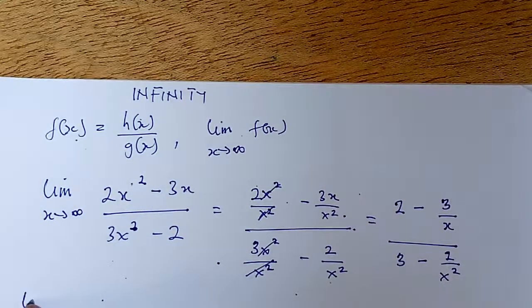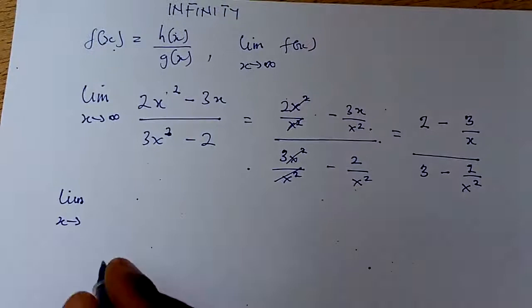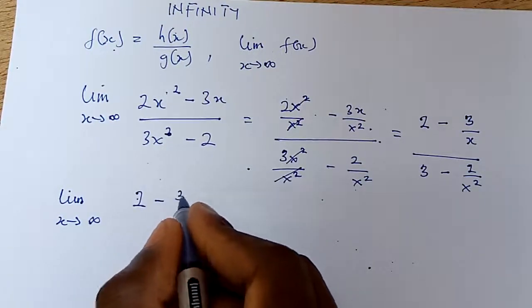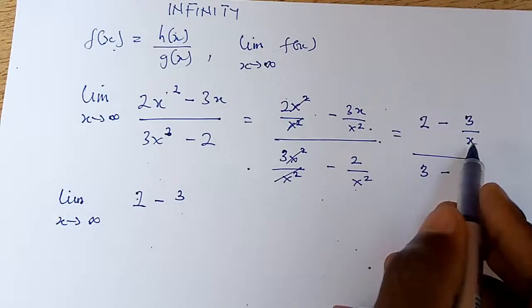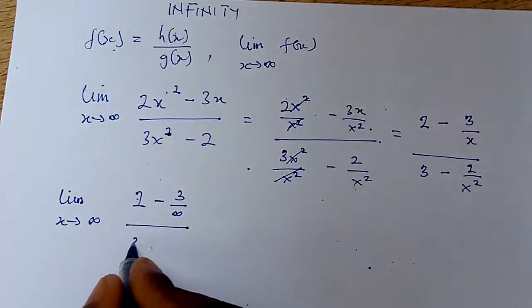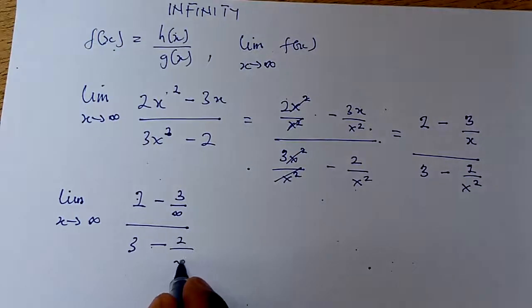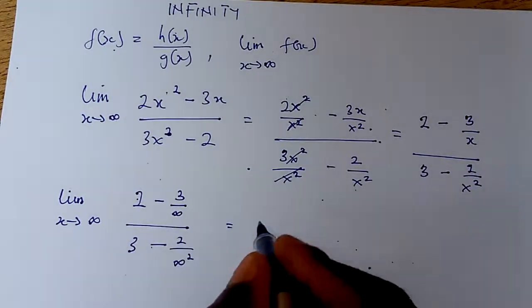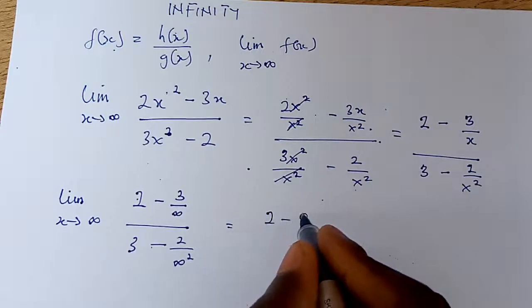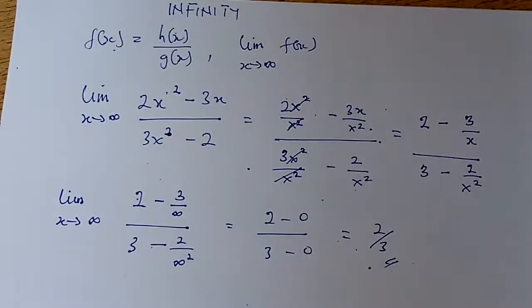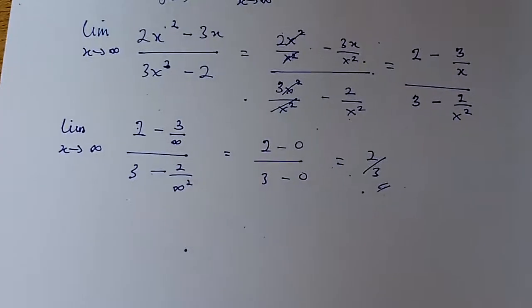And then we know that the limit as x approaches infinity is now 2 minus 3 over infinity, all over 3 minus 2 over infinity squared. So let's replace x here by infinity. We know that any number divided by infinity is 0. So we're going to get 2 minus 0 over 3 minus 0, and the answer will be 2 over 3. So this is how we deal with infinity questions.